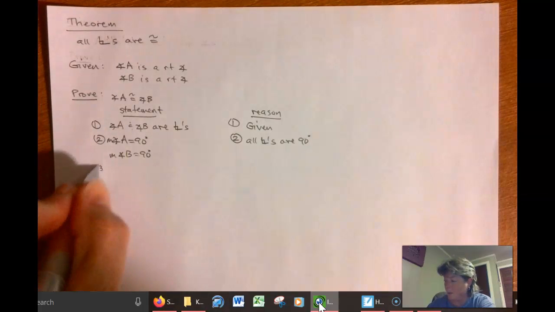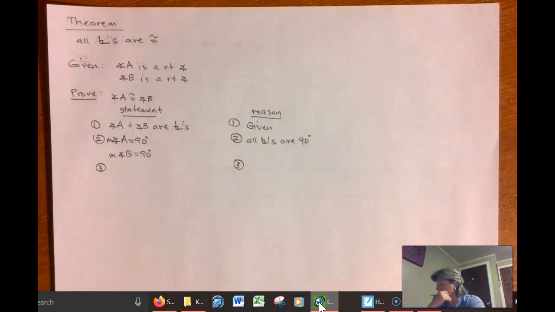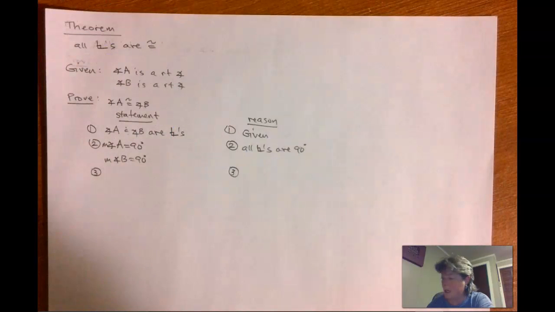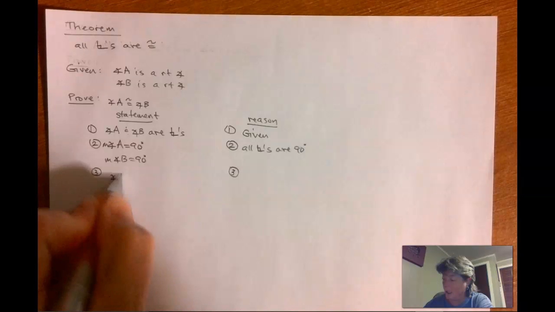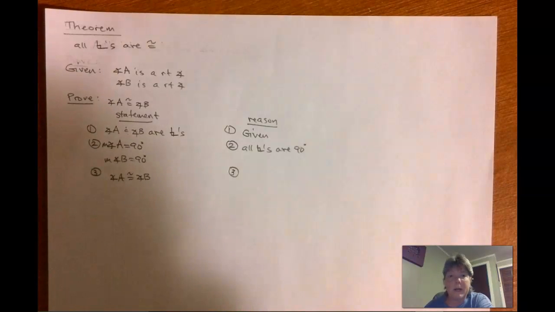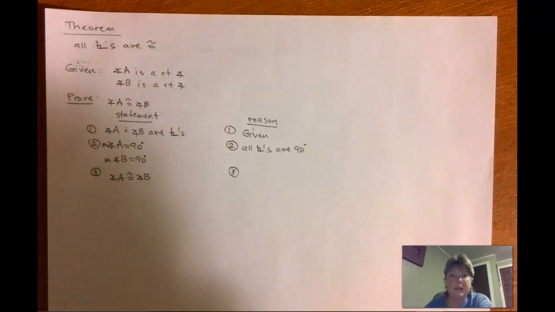And then for step 3, I can say that angle A has to be congruent to angle B. And the reason here goes back to what we talked about yesterday. It's the definition of congruence, right? So we know that if two angles have the same measure, that means the angles are congruent.